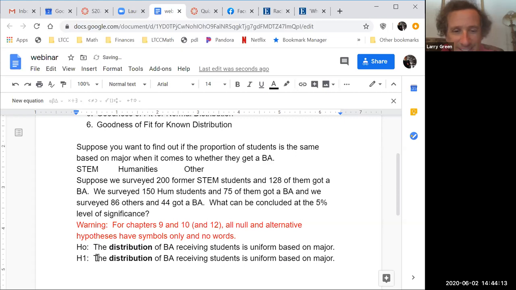I'll paste it in, and then I don't have to change much. What do I have to change? Any ideas? Just put a not here. So the distribution of BA receiving students is not uniform based on major. Any questions on that?